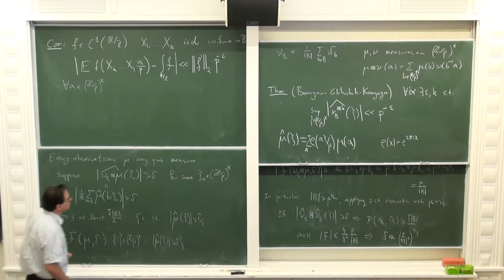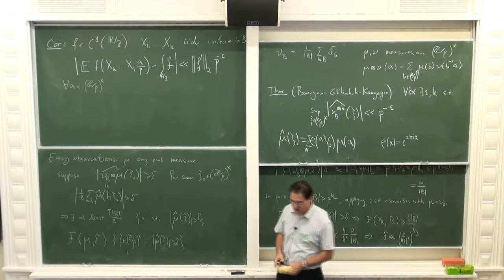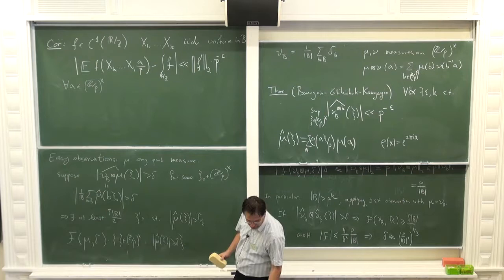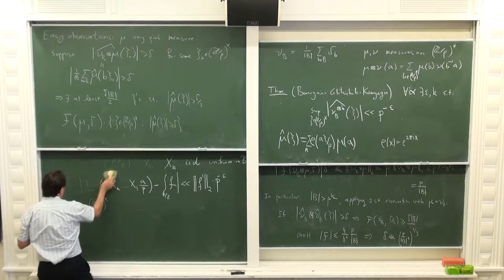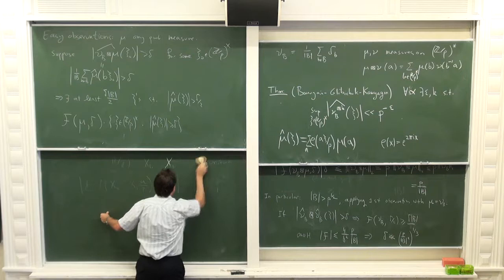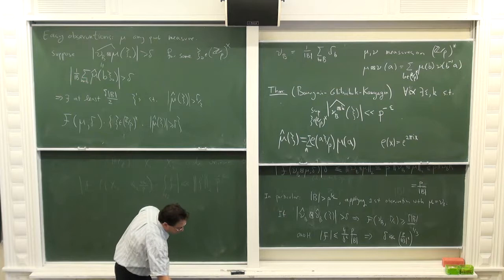So the key lemma, which basically finishes off the proof of this random walk result, is the following lemma. Once this lemma is established, we're basically in good shape. Here's the main lemma.